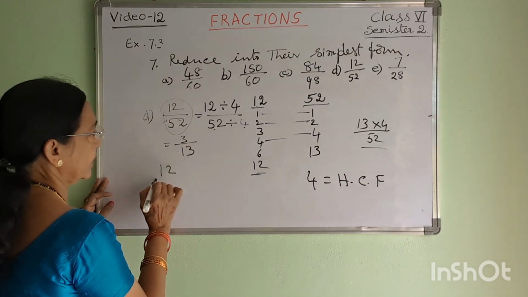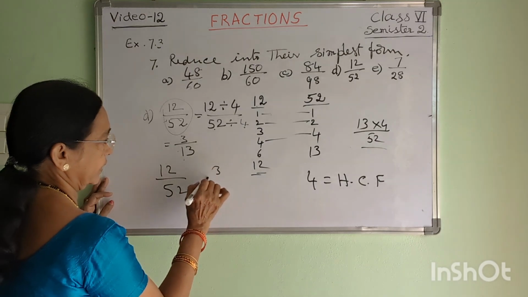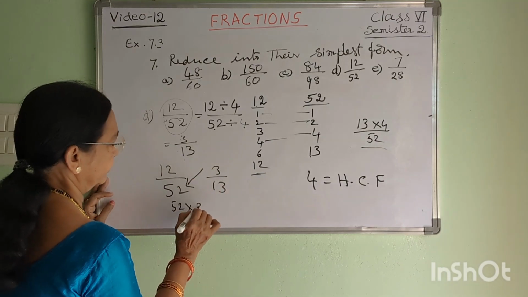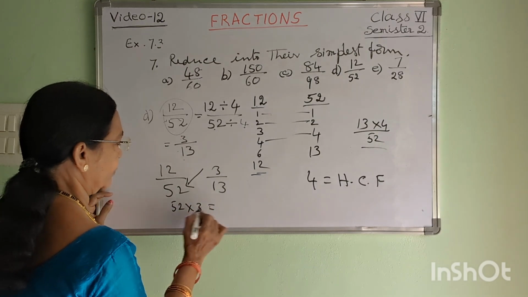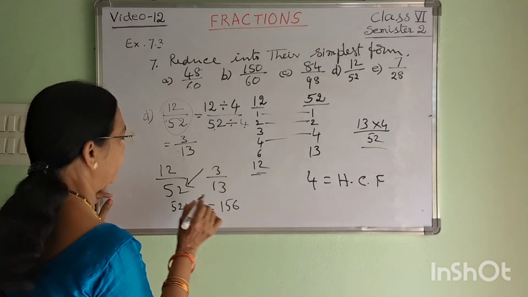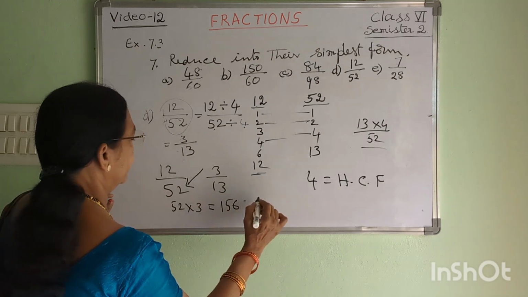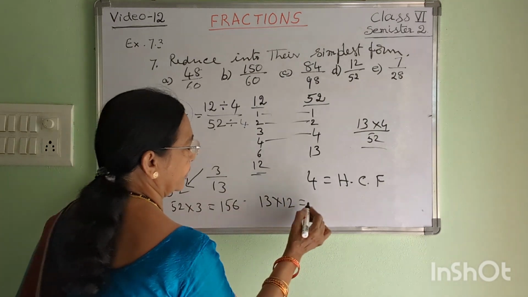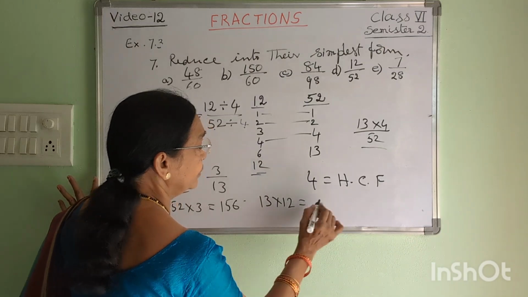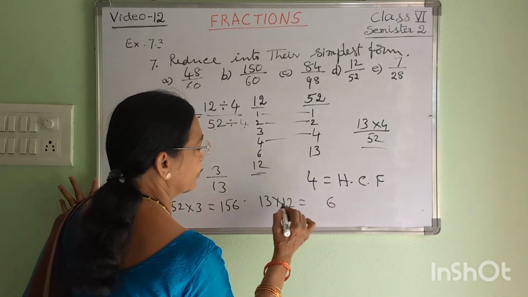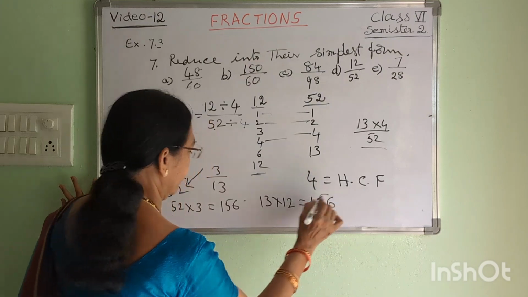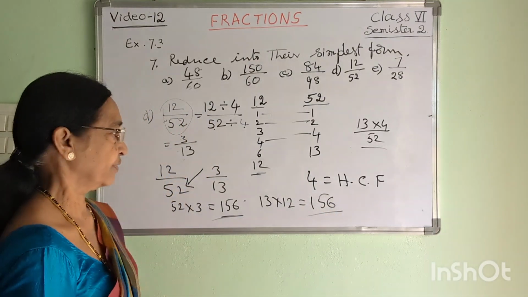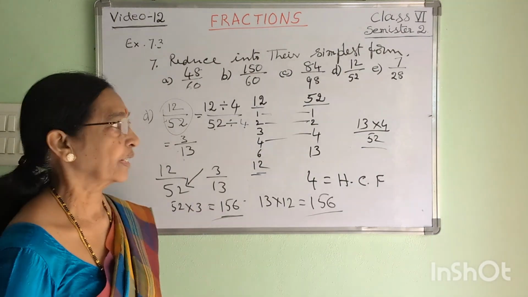To check whether it is correct or not, we will take the cross products. 52 into 3, 3 twos are 6, 3 fives are 15, so 156. 13 into 12: 12 threes are 36, 12 ones are 12, plus 3 is 15, so 156. So 156, 156. So they are correct. Therefore, simplest form 3 by 13 is correct.